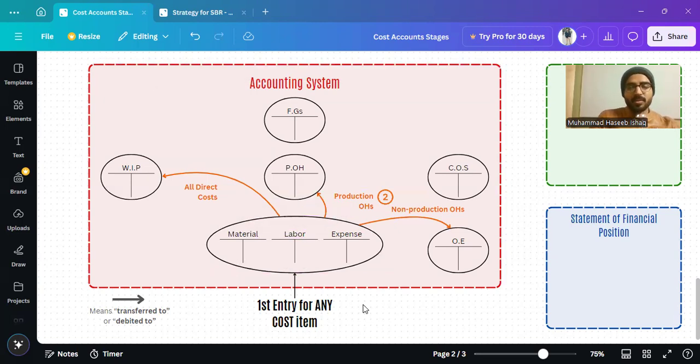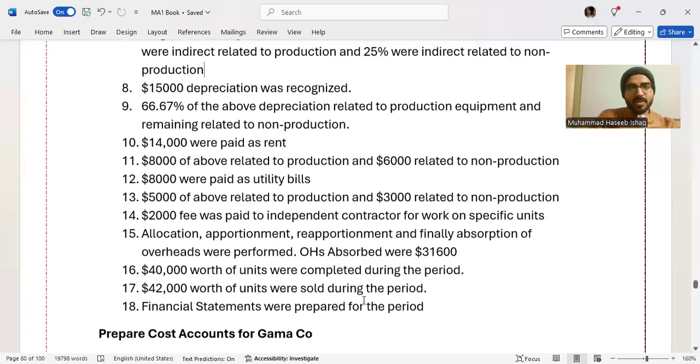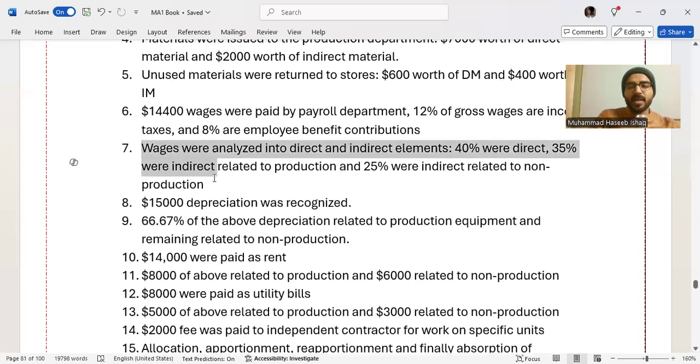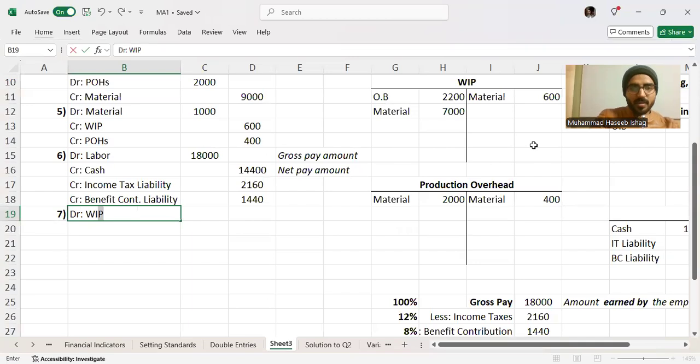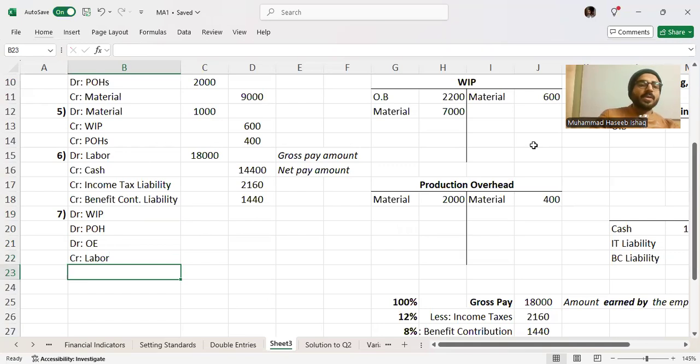So let's do this transaction. The seventh transaction: wages were analyzed into direct and indirect elements. So 40% were direct. So the direct element will be transferred to where? Work in progress account. So debit work in progress account, and debit production overhead account with the amount of labor that was related to production and was indirect labor, and debit operating expense account, and then credit the labor account, where it is being transferred from, right?